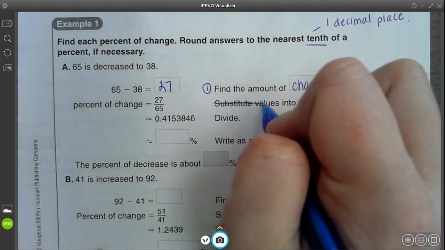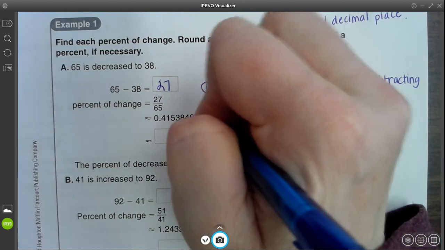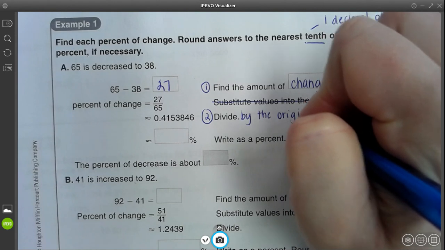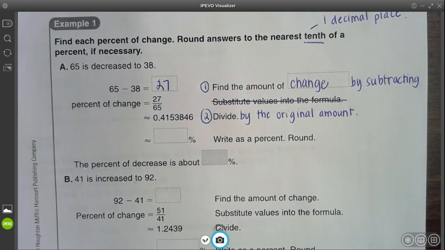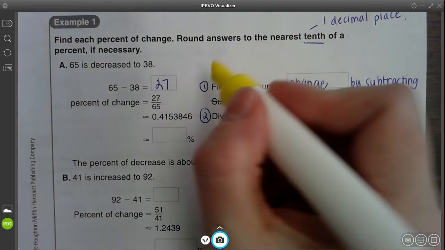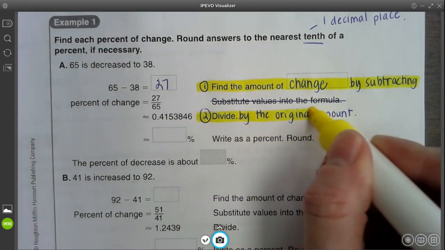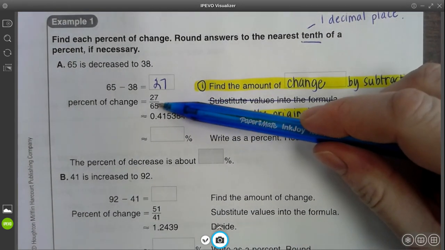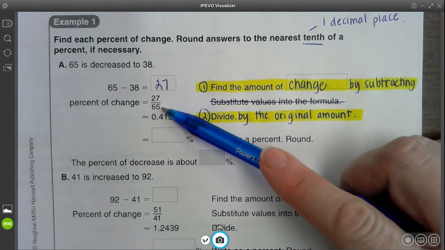Okay, there is really no formula that we're going to talk about here, but we always are going to divide by the original amount because we always want to compare to what we originally started with. Okay, so that's going to be our steps. Step 1, subtract. Step 2, divide by your original amount. Okay, so here we have showing that division. 27 is your subtracted amount. 65 is your original amount.